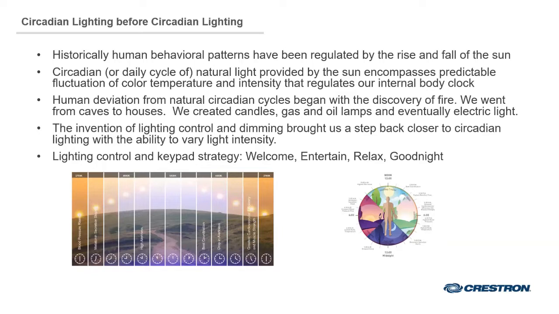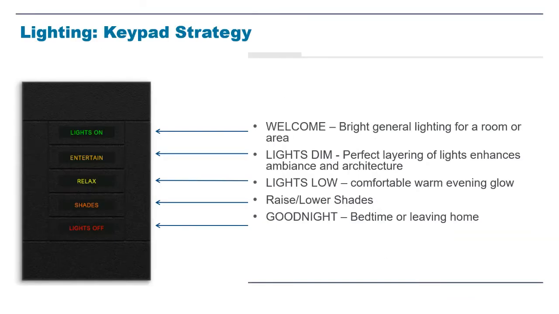A critical element of a good lighting control system has always been an effective keypad strategy, one that focuses on controlling areas instead of individual lights, one that is easy to explain and use, and can be applied similarly to all keypads in a dwelling. Here is an example of lighting keypad strategy.